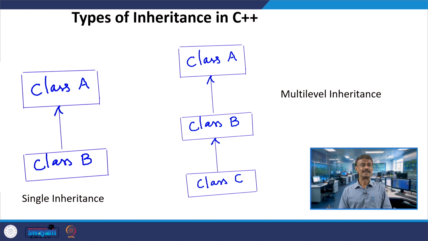In the last few lectures we had seen different types of inheritance in C++. We call this a single inheritance, where class A is the base class and class B is the derived class, so all the properties of class A can be utilized by class B. Similarly, you have multi-level inheritance. Class A is the base class, class B is inheriting the properties of class A, and class C is inheriting the properties of class B.